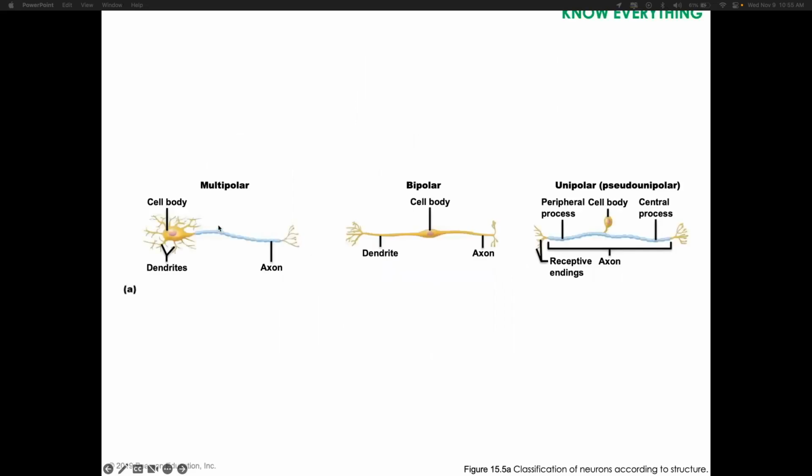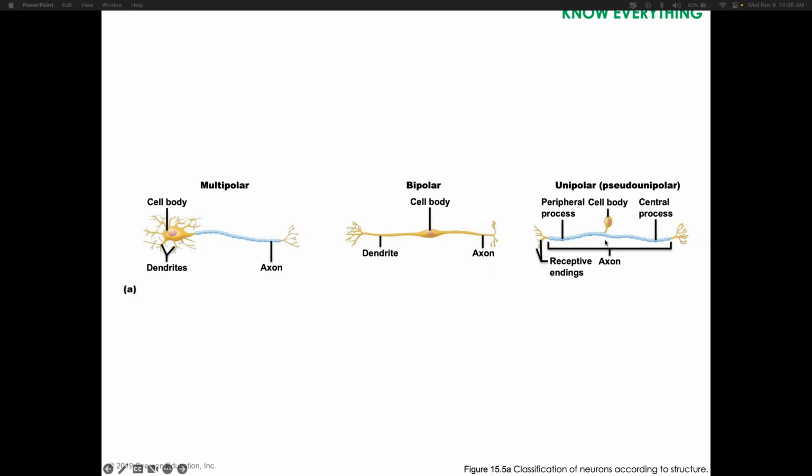So here we can see our multipolar, bipolar, and unipolar neurons. Multipolar neurons have several dendrites and one axon. Most of these are going to be motor neurons, and they're going to be carrying an impulse away from your central nervous system. Bipolar neurons have one dendrite and one axon coming from the cell body. These are pretty rare, and you usually find them in the eye, the ear, and in your olfactory system, or your sense of smell. And these are mainly sensory neurons.